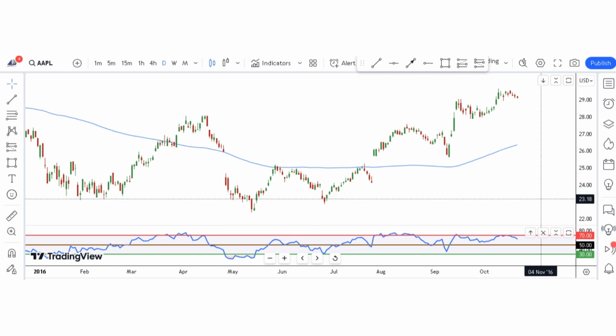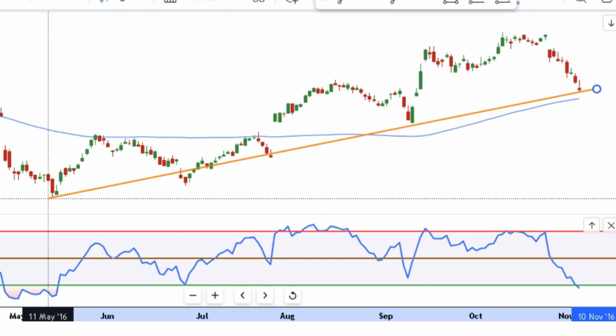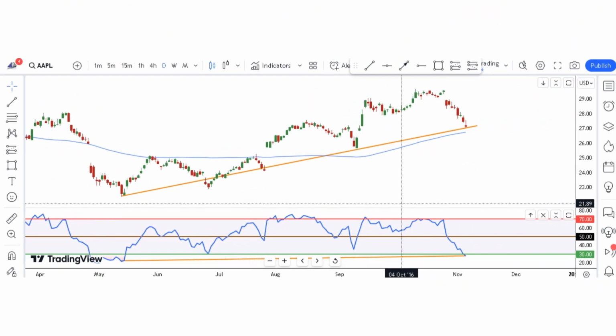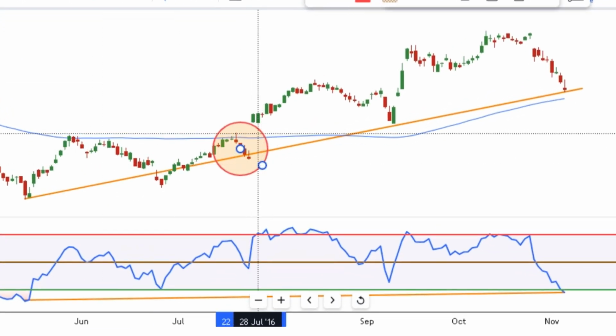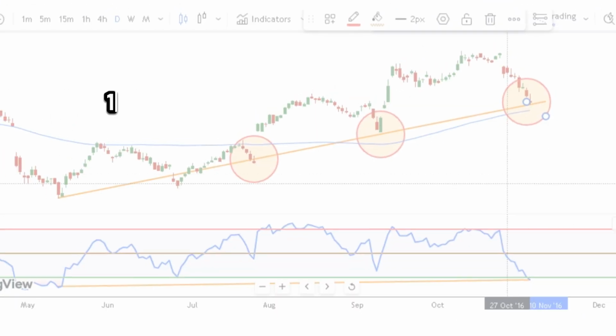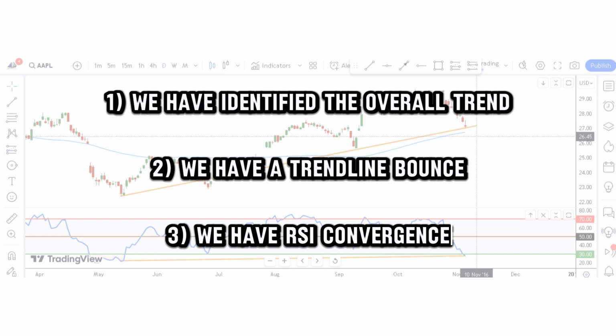Here we identify a low on the chart followed by a higher low. On the RSI, we observe a low followed by a higher low, indicating RSI convergence, a bullish signal. We also have a trend line here as an extra confirmation. So what do we have in our checklist? We have identified the overall trend, we have a trend line bounce, we have RSI convergence, so we are good to go.